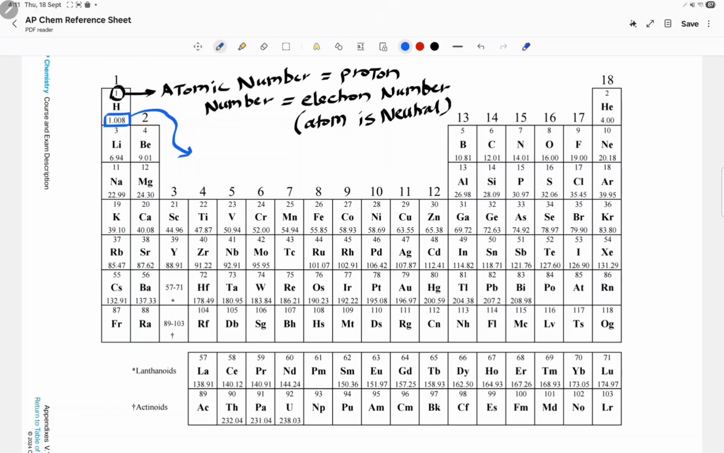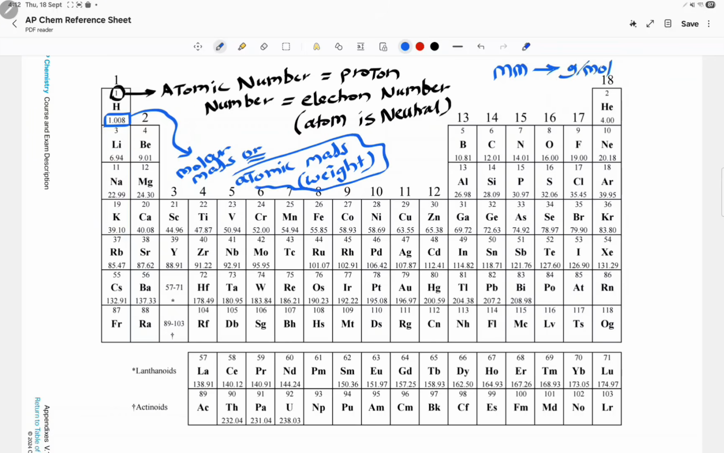is called the molar mass, or the atomic mass. Atomic mass can also be called the atomic weight. So how are they different? They're different in terms of the unit. So the molar mass is measured in gram per mole, but the atomic mass or the atomic weight is measured in AMU.